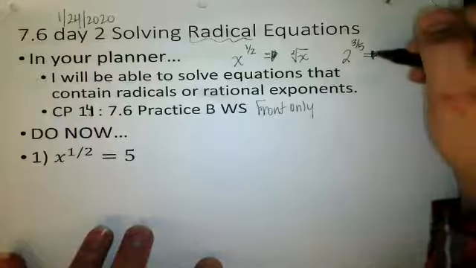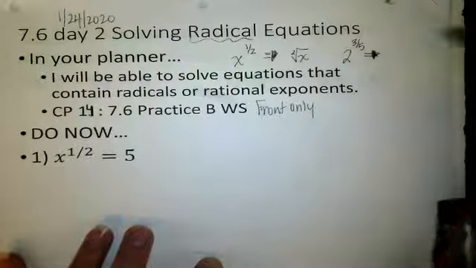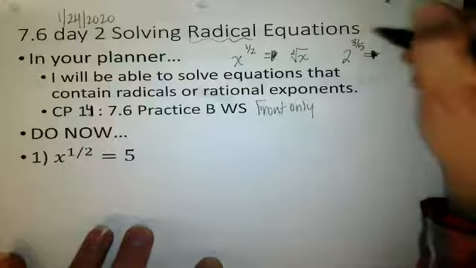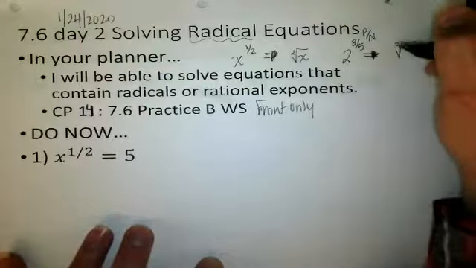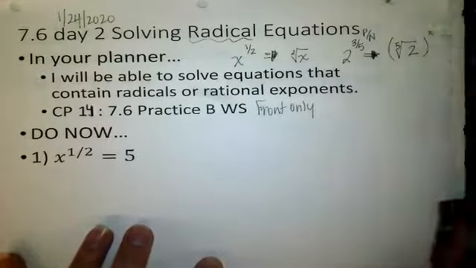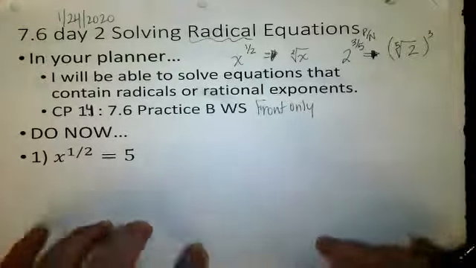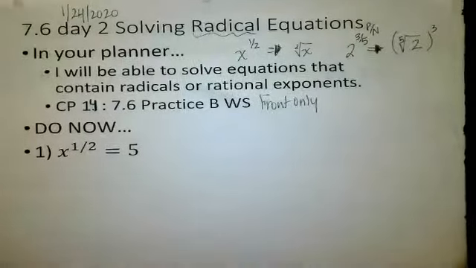Just as a review here, what do these rational exponents really mean? Power over index. I like that. So the index is 5 and the power is 3. Okay, so power over index. So we're pretty much doing the same thing as we did yesterday.